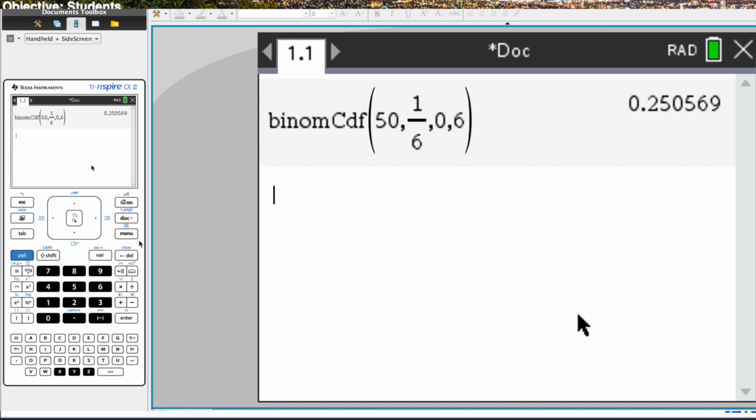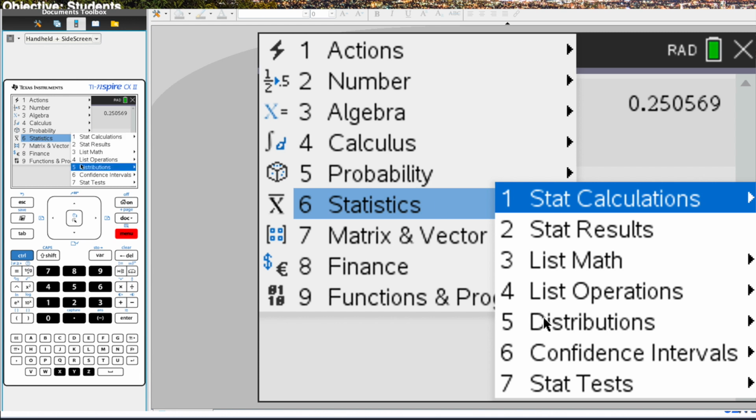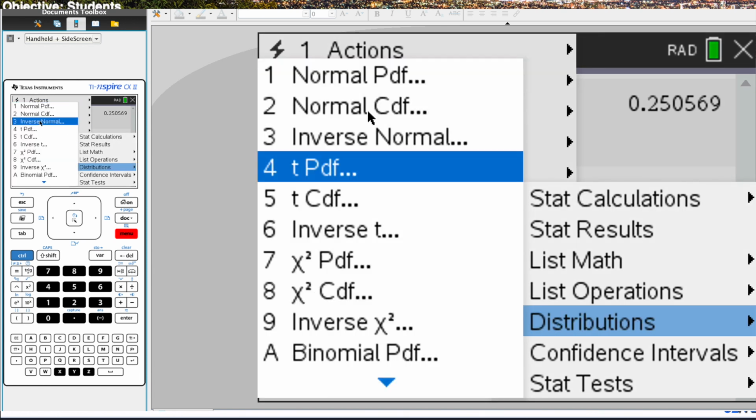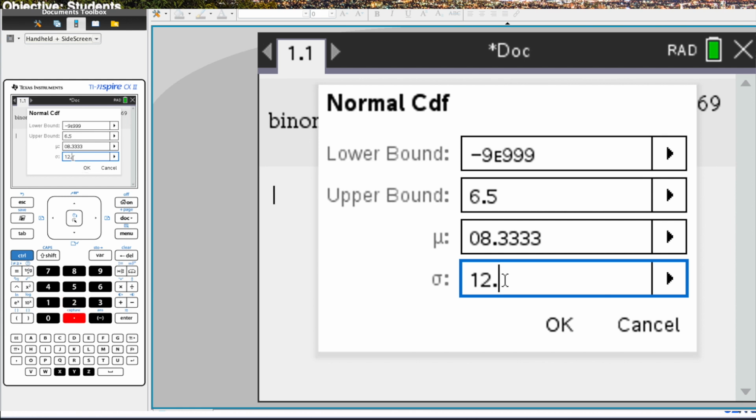If instead I used the normal model, and you can see statistics, distributions, normal CDF, our lower bound is going to be negative a million. Our upper bound is going to be 6.5. Notice half step below 7. Our mean, which we found, is 8.3333, and our standard deviation is 2.62.